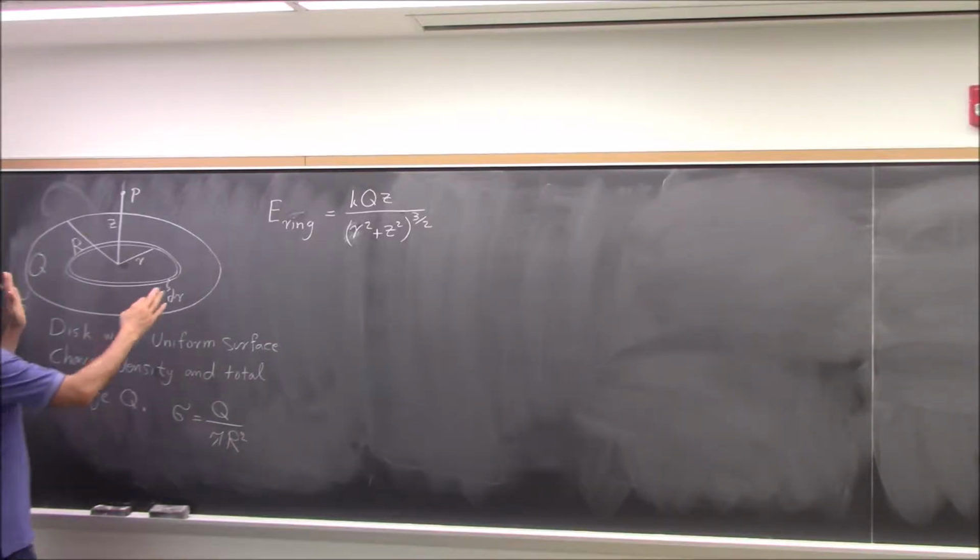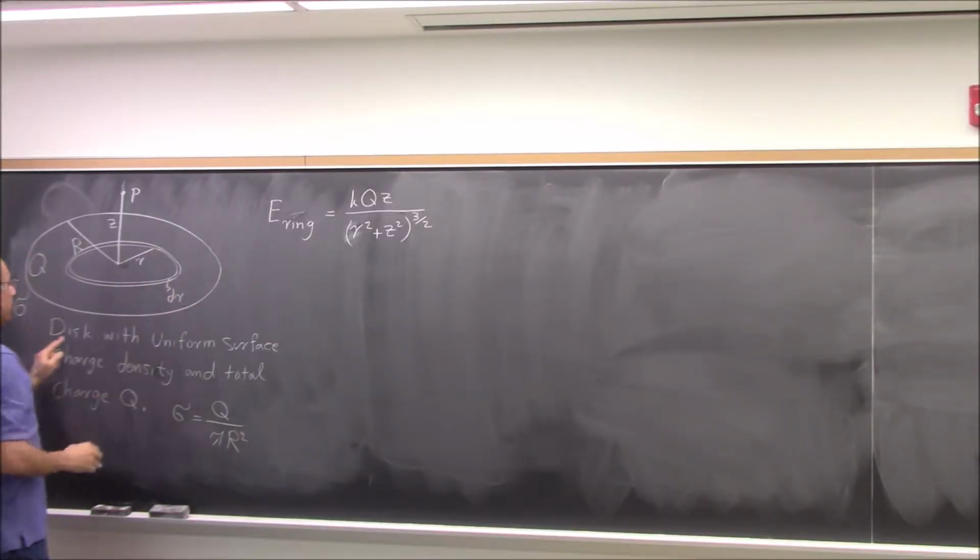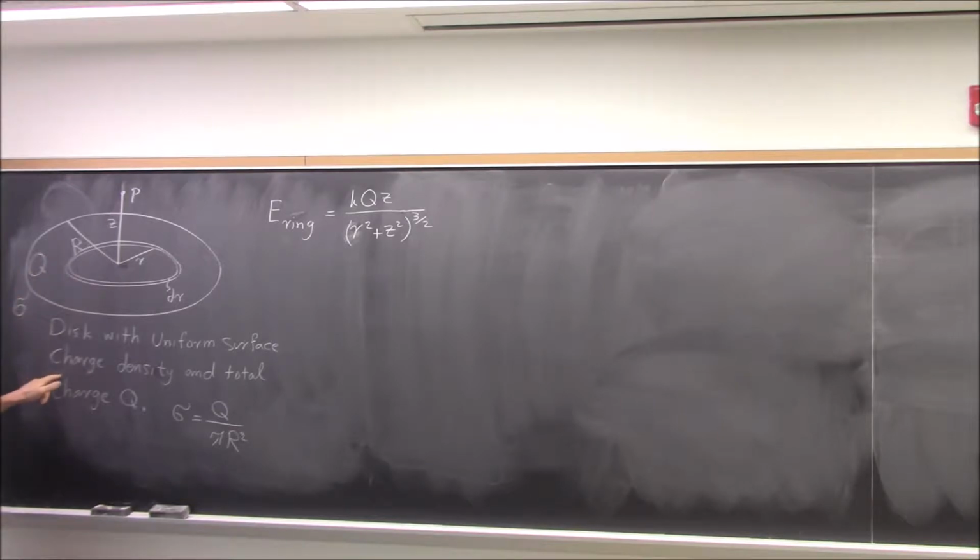Alright, we had this problem set up, the disk with uniform surface charge density sigma and total charge Q. Sigma is Q over pi r squared, the surface area. We want to find the electric field of this disk at this point P, which is on the axis of the disk at a distance z above the center.